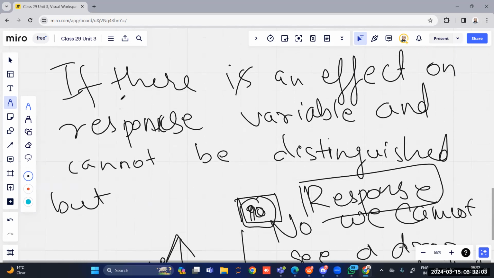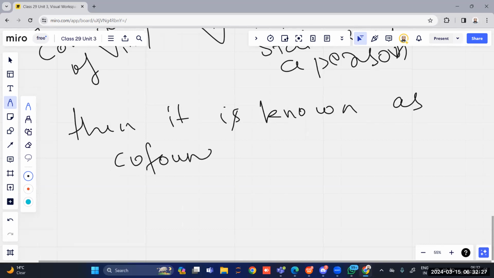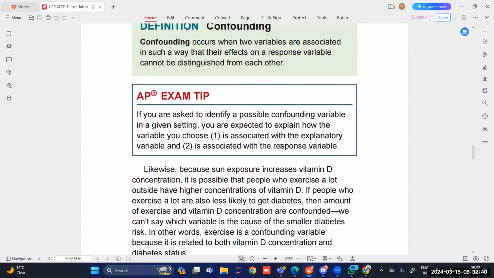So if the effect on the response variable cannot be distinguished, but there is some association, then it is known as confounding. That is the thing, confounding. Got it, Zaid? With an example of that? Good. Confounding, I've given an example.